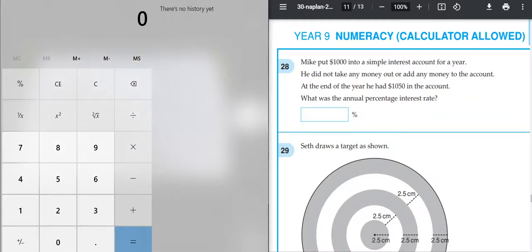Everybody. Today we're going to be going through the last couple of questions from the last couple of pages from the Year 9 Numeracy Calculator Allowed NAPLAN test from 2016. I've been asked to go through the last couple of questions, I think the last two, but I'll go through the ones that I missed out on in an earlier video.